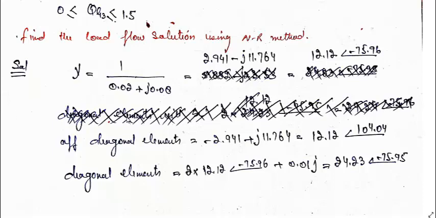So impedance is given. Since all the lines have the same impedance, we will calculate the line admittance. Line admittance is the inverse of the impedance, that will be like this. So in polar form, it will be 12.12 at an angle of minus 75.96. So off diagonal elements will be simply the negative of this, that is minus 2.941 plus j11.764, that comes out to be 12.12 at an angle of 104.04.